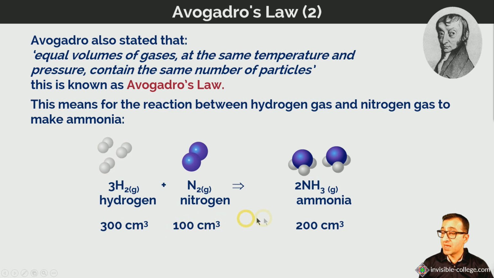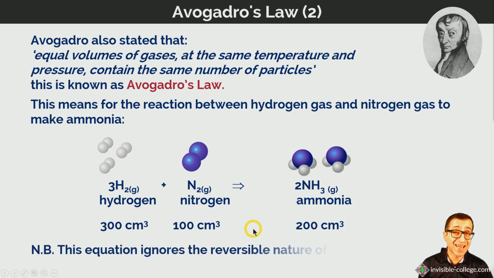Now this ignores the reversible nature of this reaction. We're going to be looking at reversible reactions in a later lesson. This reaction between hydrogen and nitrogen is in fact a reversible reaction. But we're just concerned here with the reaction going in this direction, forming ammonia from its elements, hydrogen and nitrogen.